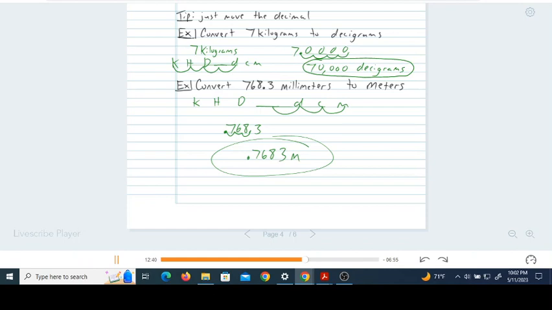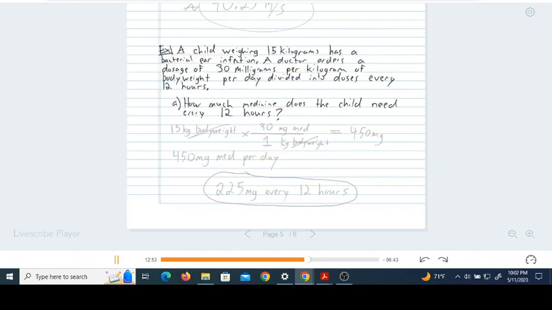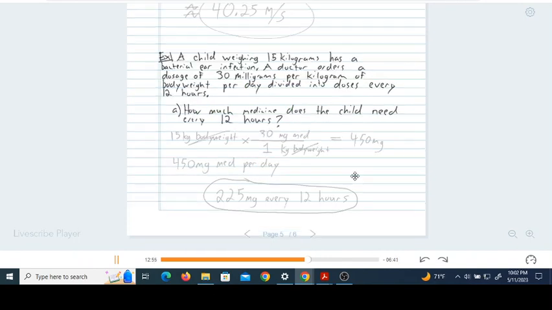Alright, cool. So let's put this to work in a problem that requires both the metric system and conversion factors. So we got a baseball that's going 90 miles per hour. We want to convert that to meters per second.